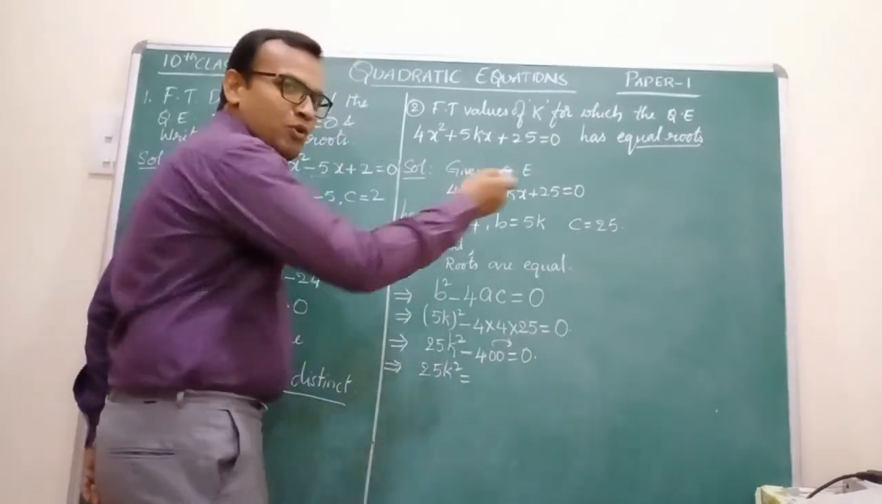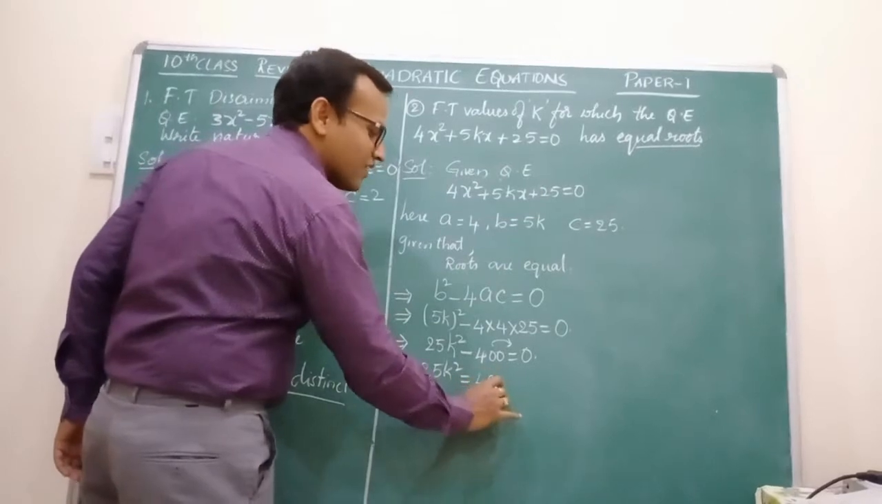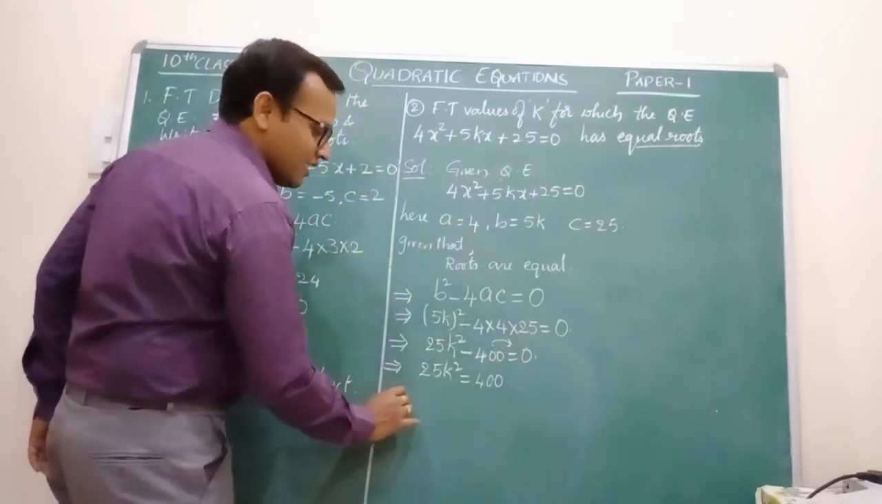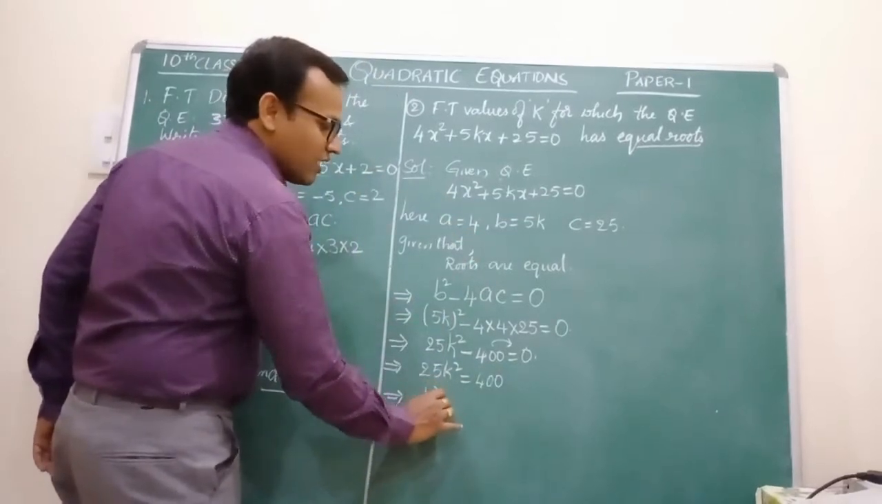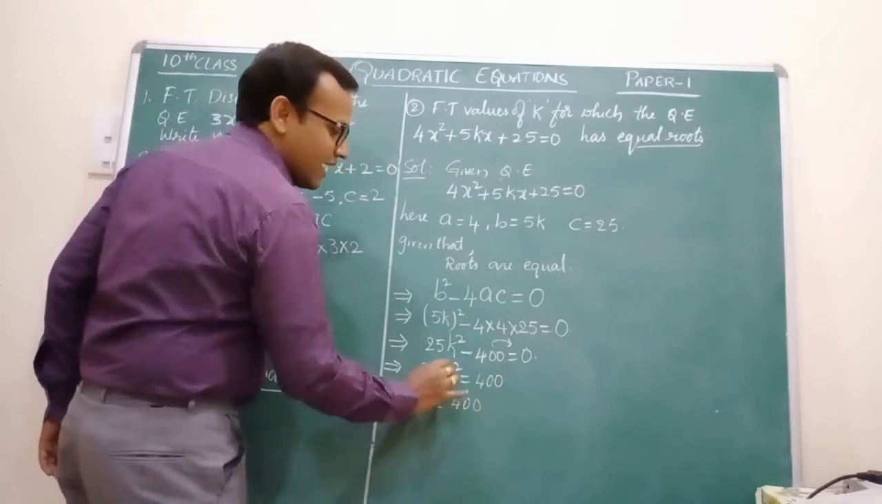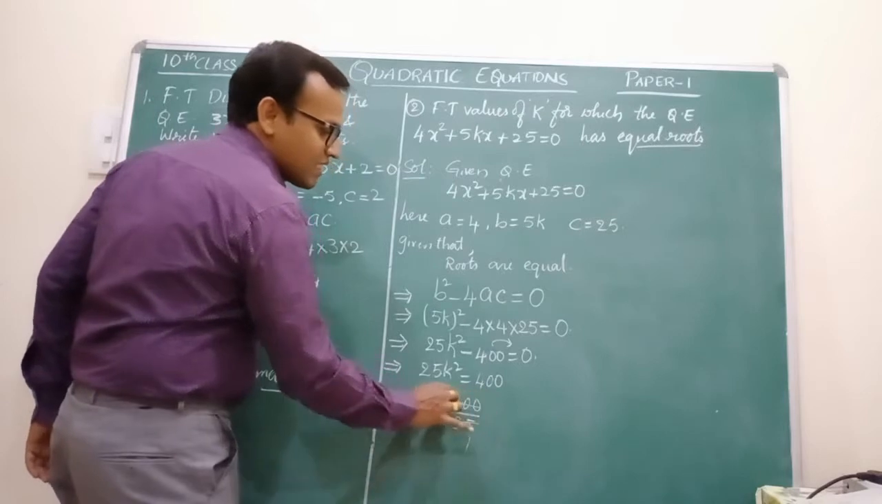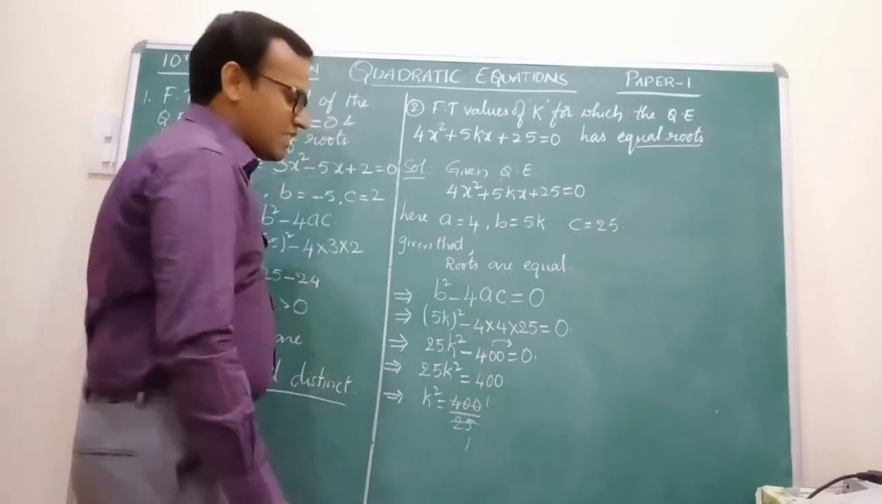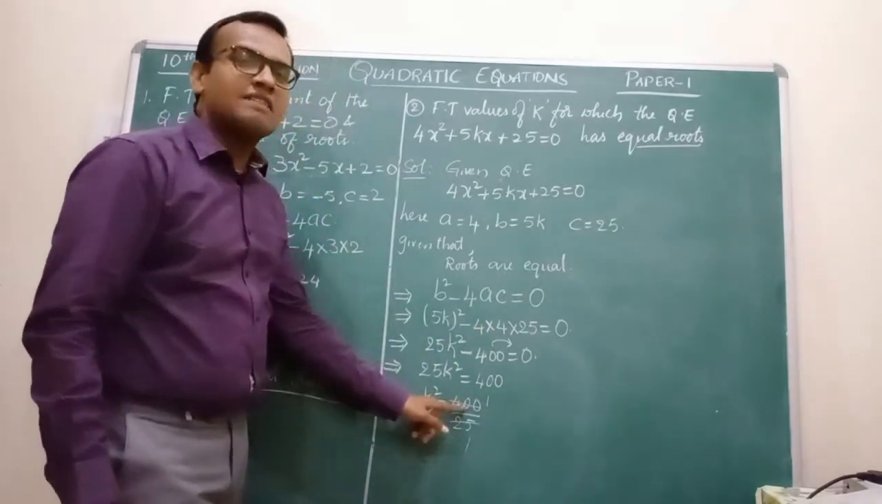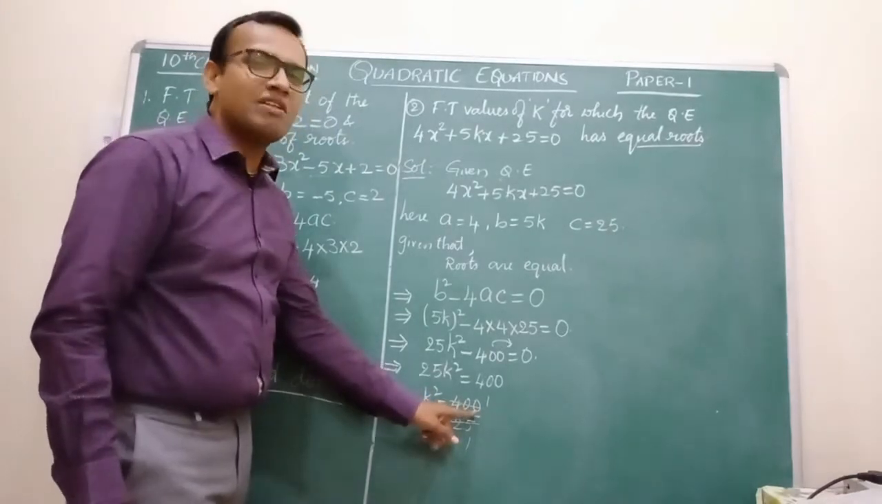Let us transpose to the other side. It becomes plus 400. Okay. Now k square is equal to 400 into 25. Other side becomes divided by 25. 25 ones are 25. Out of 40, 25 gone. 15 left. 15 and 0, 150.